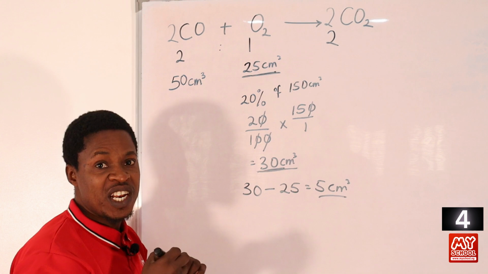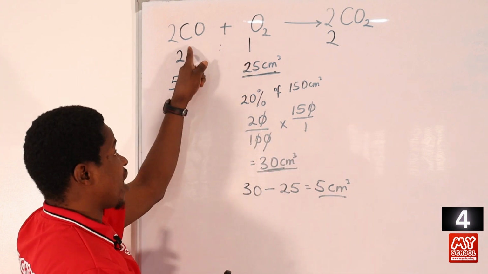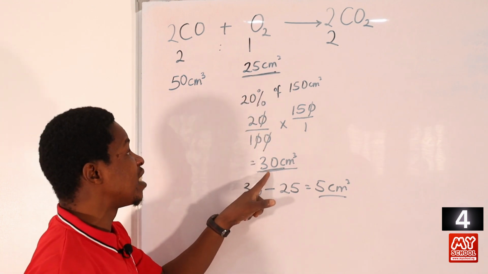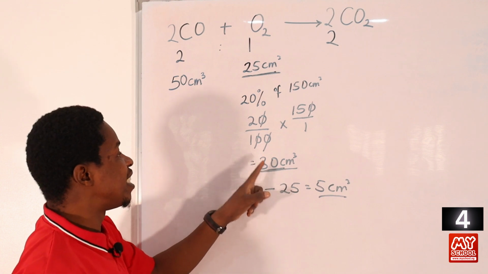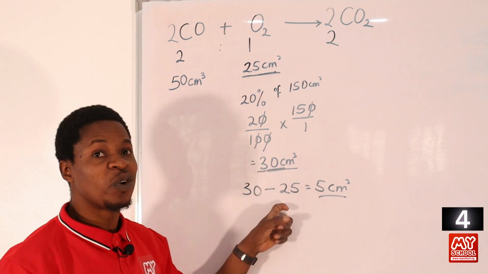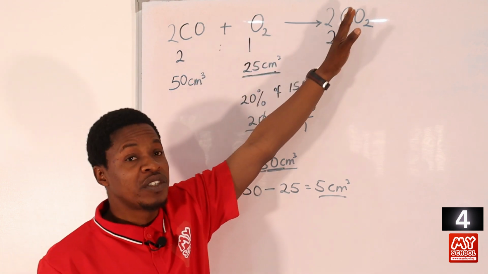30 was made available, was provided to partake in the reaction. But by the time they combined together, it was only 25 that was used. So out of the 30 cm cube, 25 was used, which shows that this was actually in excess. So it was oxygen that was in excess, not carbon 2 oxide and not carbon 4 oxide. Of course, this is the product.